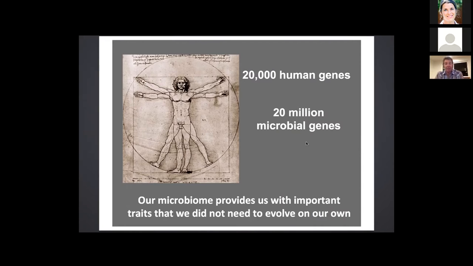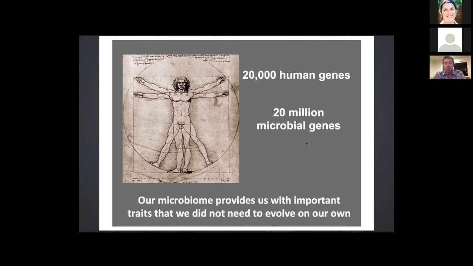So what this means is that the amount of genetic diversity that's on us and in us, just held in the microbes, is actually larger than the amount of genetic diversity held in our own genome. And in particular, it means that our microbiome, these microbes that live on us and in us, provide us with important traits that we did not need to evolve on our own. For example, a lot of the digestion that occurs when you eat a sandwich or a salad is actually carried out by the microbes that live in our large intestine. And so we rely on these microbes.